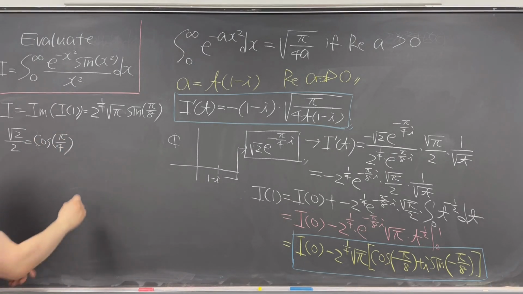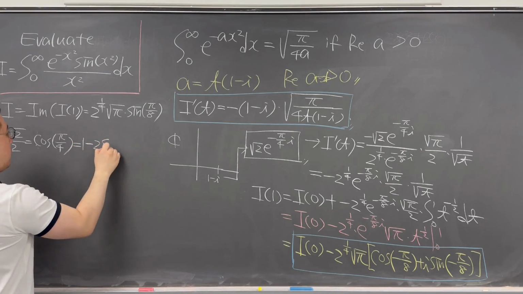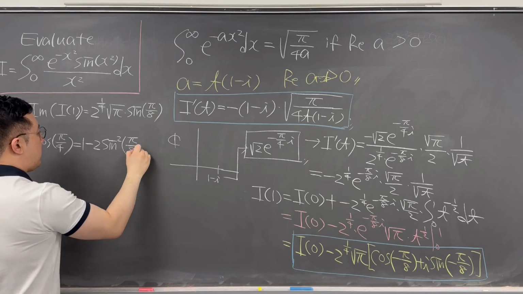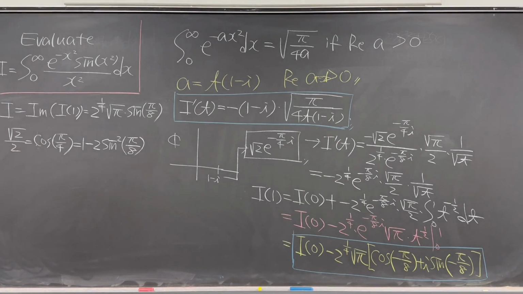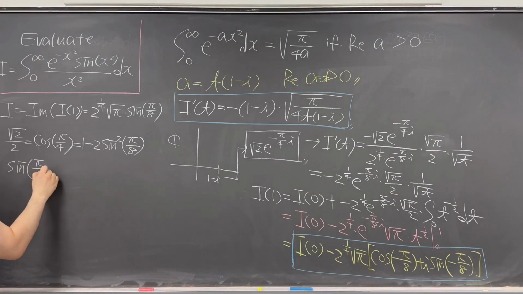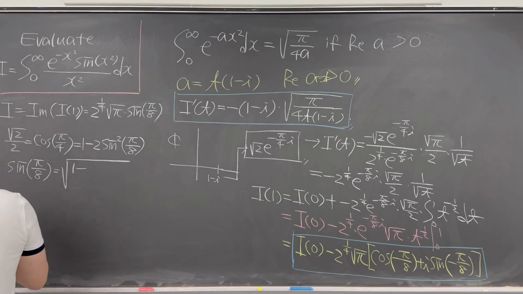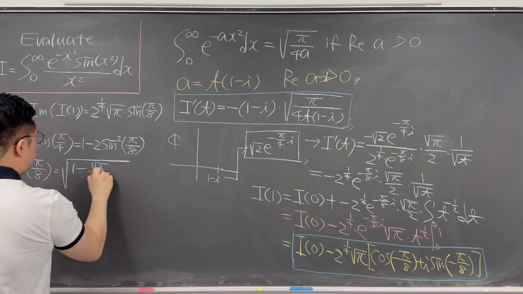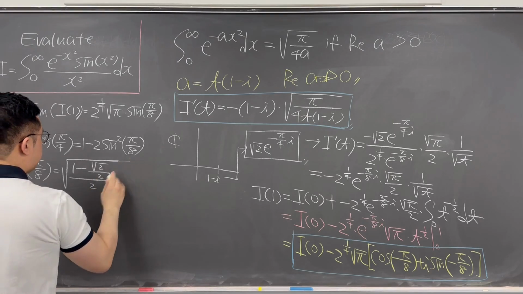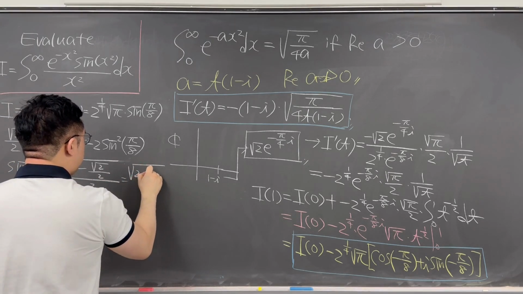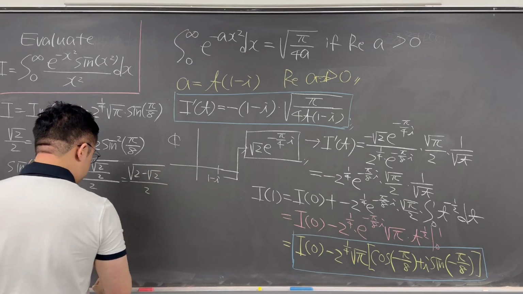cosine of pi over 4 is rewritten as 1 minus 2 times sine squared of half of this angle, which is pi over 8. So that's why the sine of pi over 8 is just equal to square root of (1 minus square root 2 over 2) over 2, which is then equal to square root of (2 minus square root of 2) over 2.